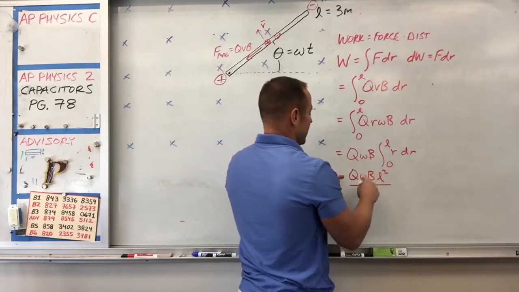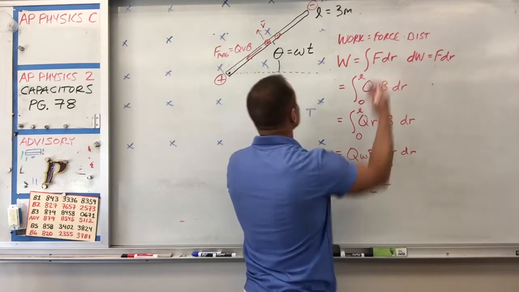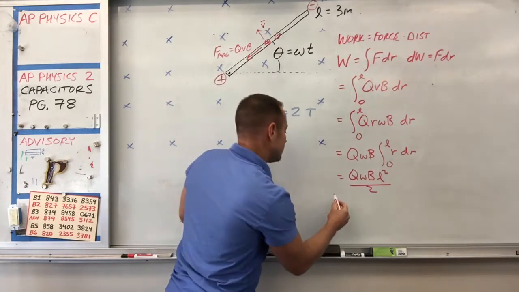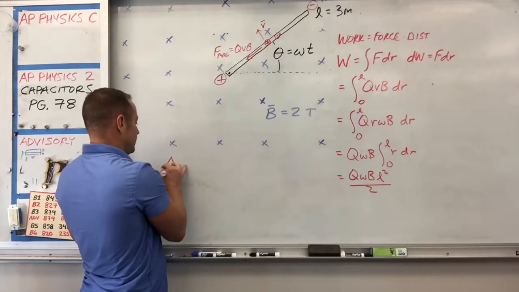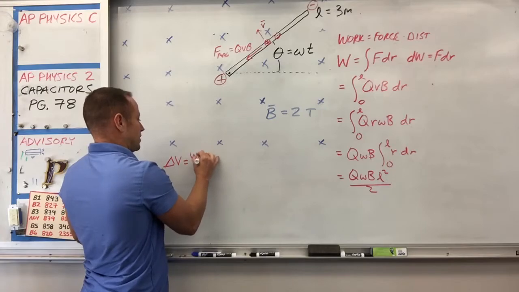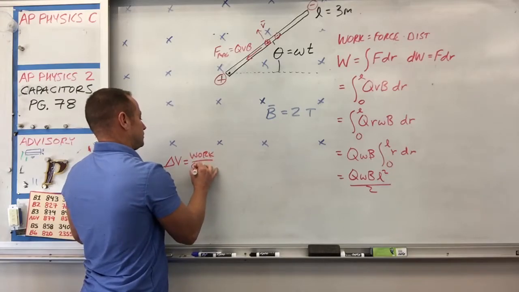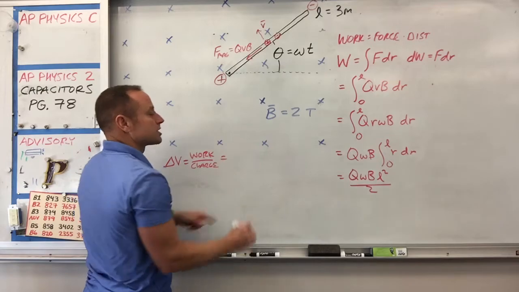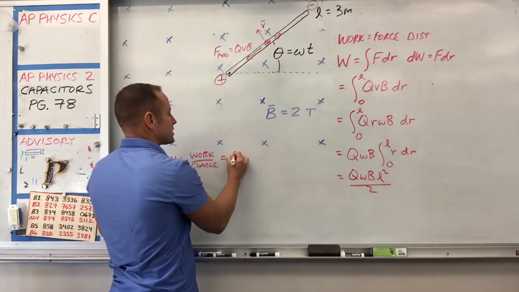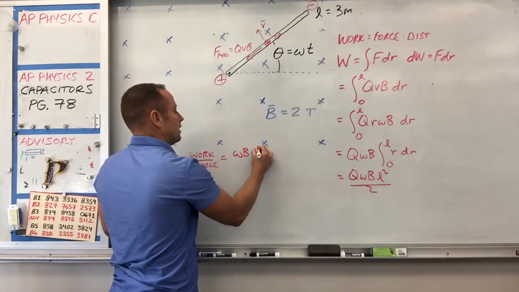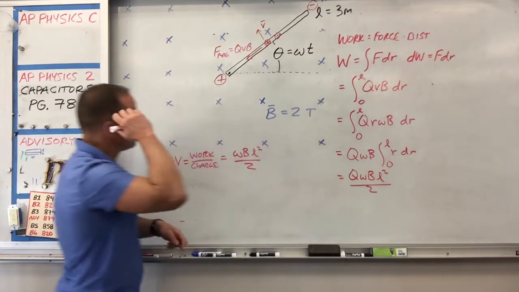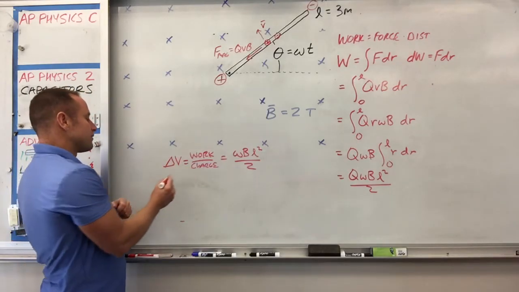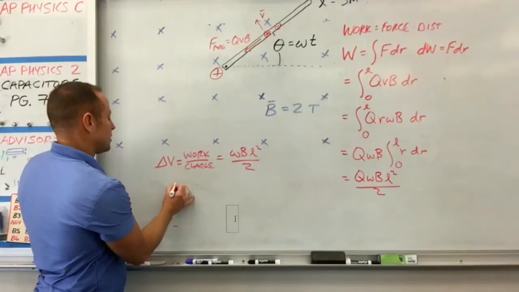Then what we can do to get the voltage difference between the two ends is, voltage difference is work per charge. So your delta V, which is work per charge, well, that's just going to be this thing divided by the charge. So that's going to be omega B L squared over 2, because divide this by charge and you get rid of the Q. Then what we can do is put numbers in for this thing. So, the numerical value for the voltage for the parameters given in the problem.